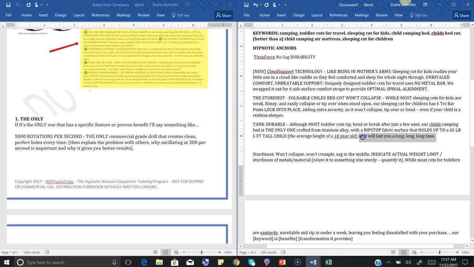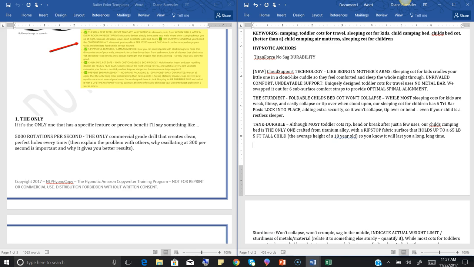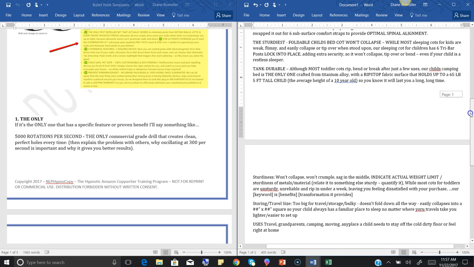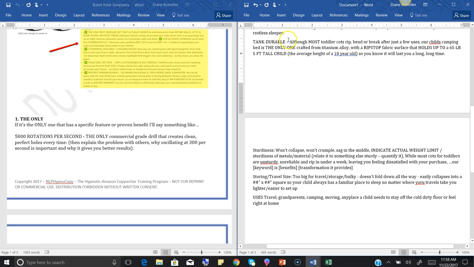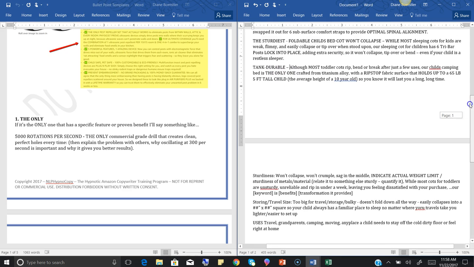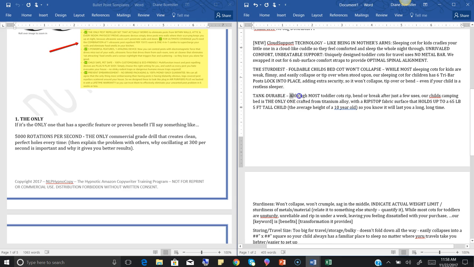So let's see here. So instead of saying it will last you a long, long time. Okay, so we have 3 bullet points written. Ready for our title and another module. We have 3 bullet points written. So tank durable is awesome, right? But we want to have something else that will lead in. So we can say, although most toddler cots rip, and then lead in from there. They're expecting to see more than one thing.